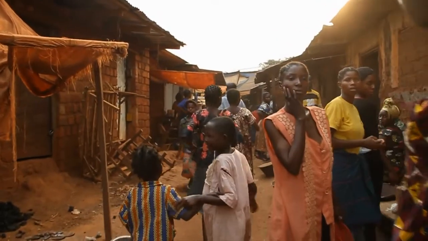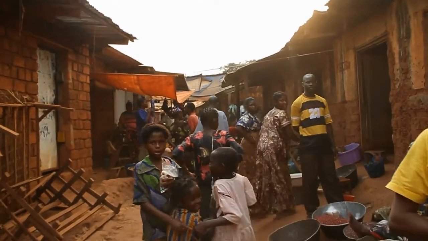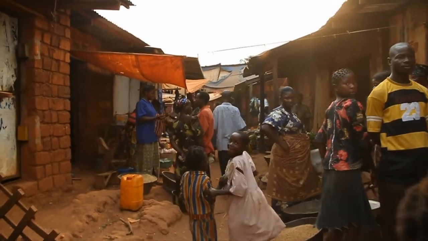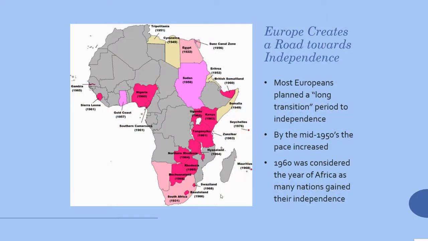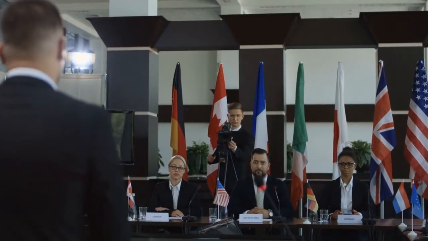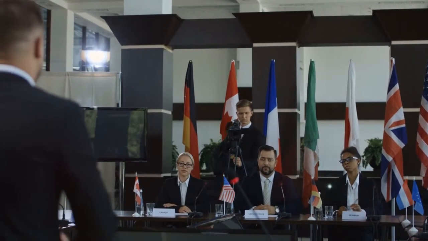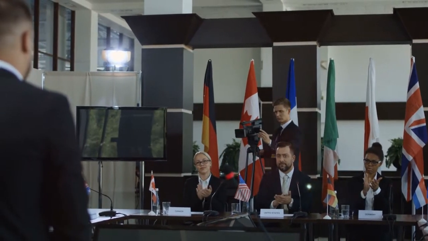Now, in terms of the road to independence after World War II, it was seen that the colonies could not be maintained, especially in Great Britain. A great many speeches were made in Parliament, but it was just seen that they could not maintain these colonies any longer. And so these European nations started to plan long transition periods to independence. However, by the 1950s, the pace started to increase, especially towards the end of the decade. And now 1960 was considered the year of Africa as many nations started to gain their independence.